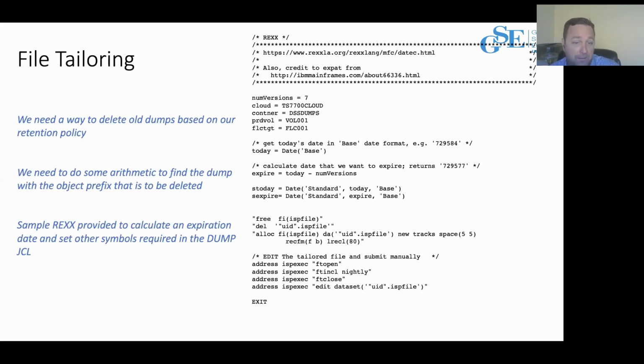So I've included some recs that you are happy to use, augment and update, and there are some contributors up top. This is original content. What we do is we have these symbols in our skeleton, and we write some recs to substitute actual values for those symbols. Really the key one is the expire date. After we create a good dump today, we need to expire the one from 7 days ago. So we have to do some manipulation with dates and come up with an expire date that we can then fill into our JCL.